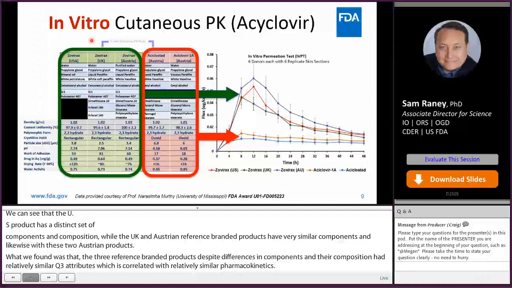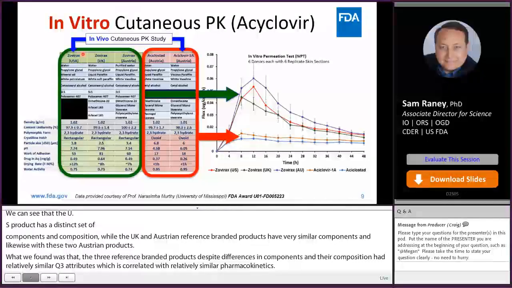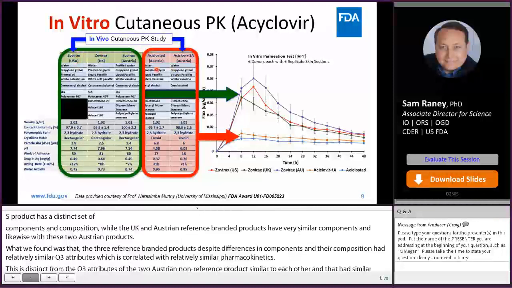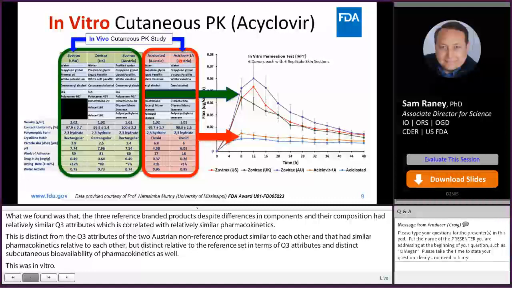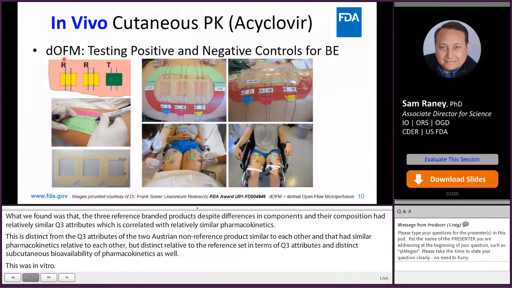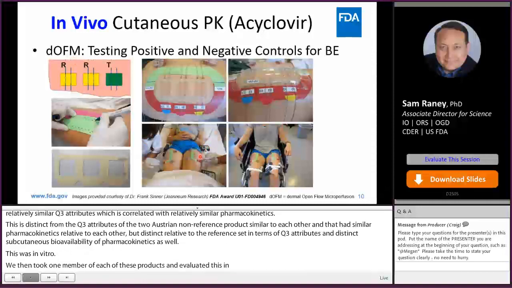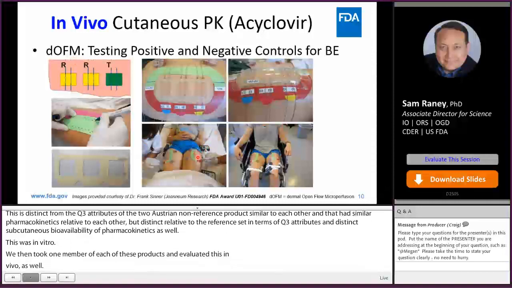Now, this was in vitro. We then took one member of each of these 2 groups, the US reference product and one of the acyclovir products, and evaluated this in vivo as well in an in vivo cutaneous pharmacokinetic study. This was done with dermal open flow microperfusion, where probes were inserted under the skin of subjects. You can see these probes depicted here.